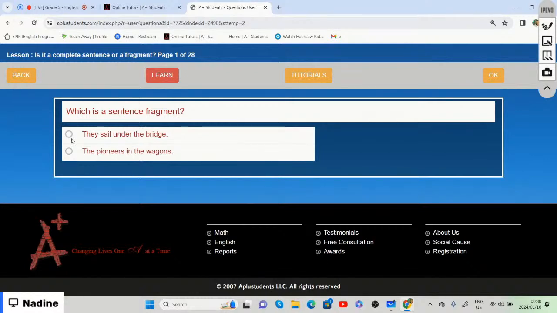So, for example, they sail under the bridge, or the pioneers in the wagons. We need to choose the sentence fragment that does not express a complete thought, either missing a verb or it's missing a subject.